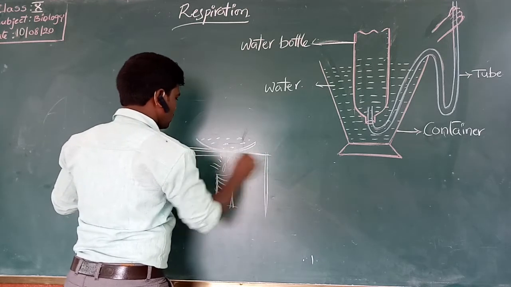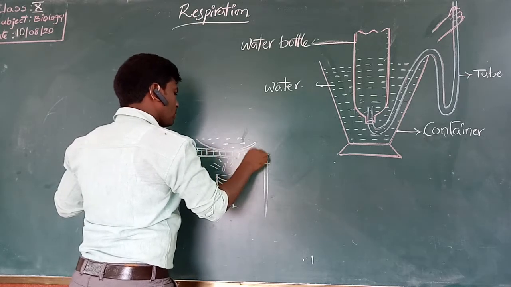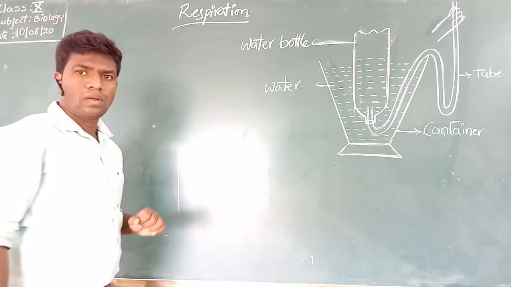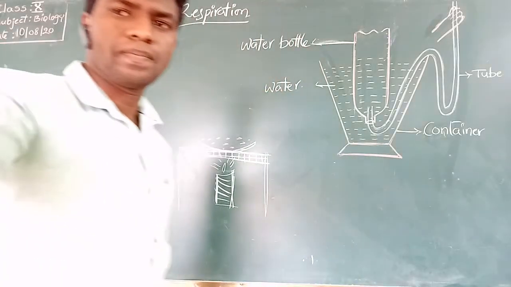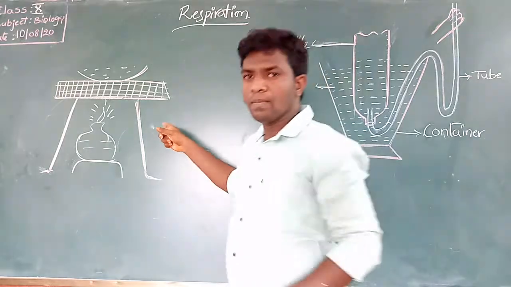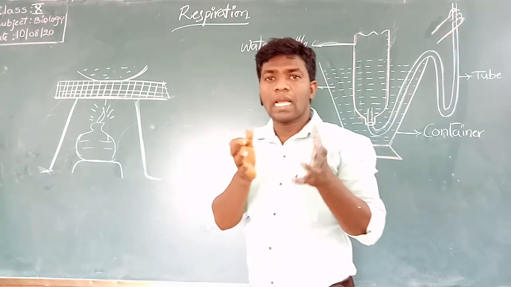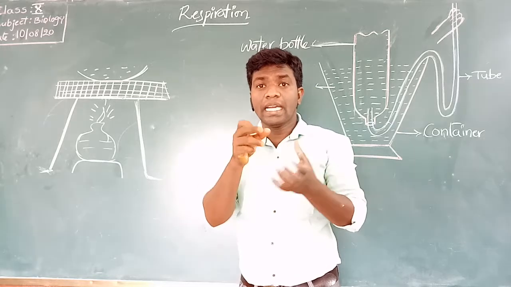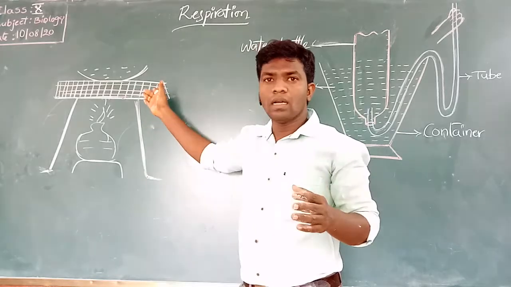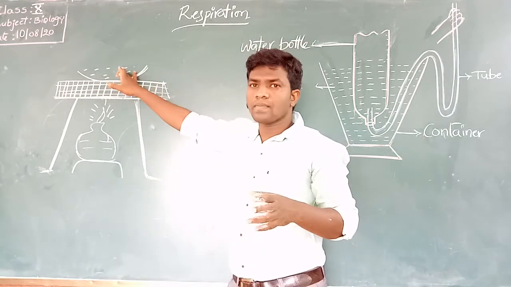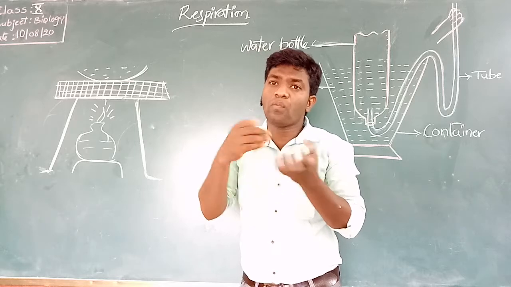So heat it. Is it clear? Wait, look at this diagram. Here this is combustion, a process in which heat is released when organic molecules are burnt. Here, take a small amount of sugar on a tin foil and heat it over a flame.